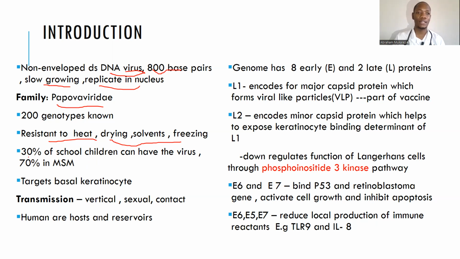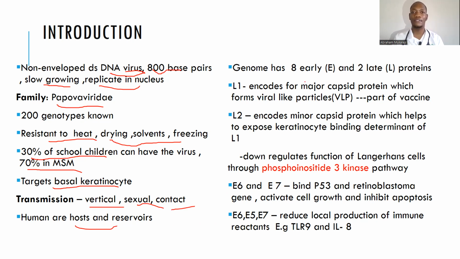Looking at the prevalence of this virus, it affects about 30% of school-going children, and it is as high as 70% in men who have sex with men. When they infect you, their cellular target are the basal keratinocytes at the base of the epidermis. They can be transmitted from one person to another in various ways, including vertical transmission, that is from mother to child, sexual transmission, and also contact. Humans are the only known host and reservoir for these viruses. When you say genome of a virus, that is the DNA.